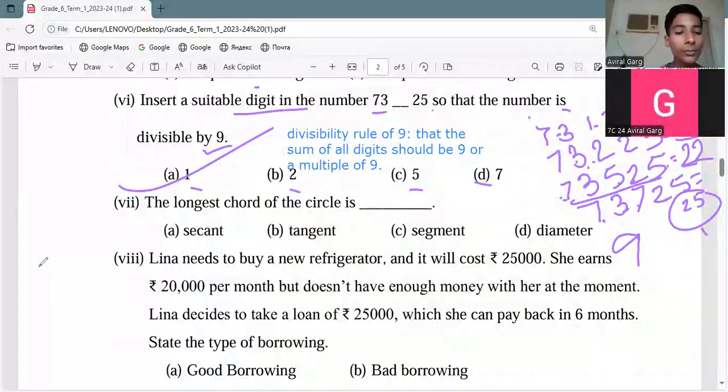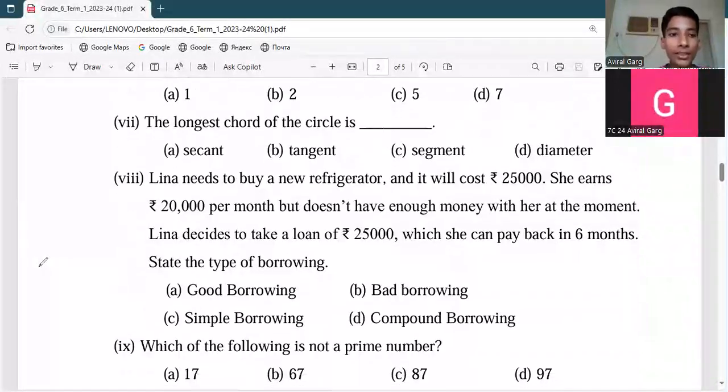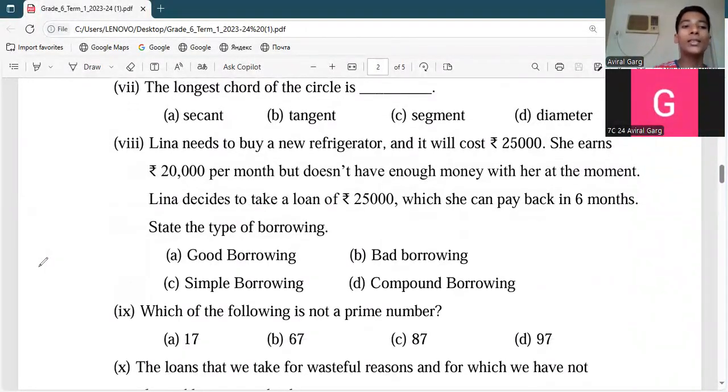You need to learn the divisibility rules of numbers from 1 to 11. I will create a video on that too, so that it is easy for you to revise during your exam time.